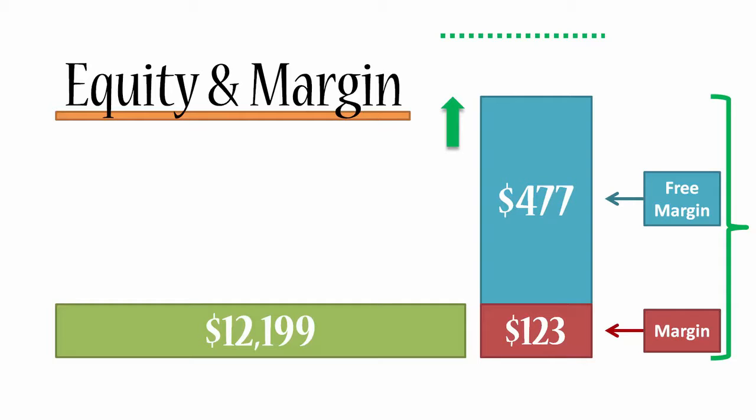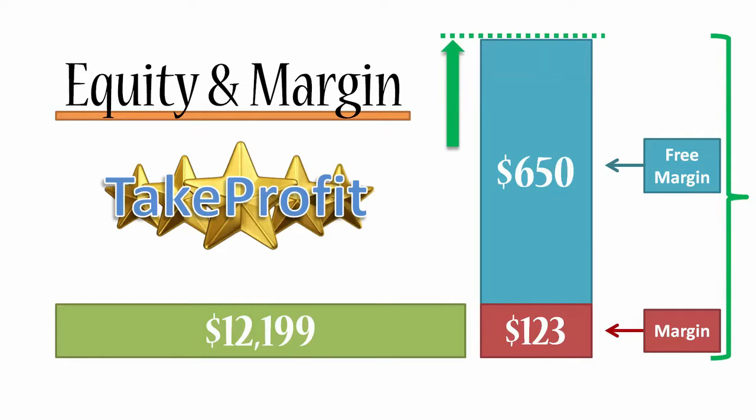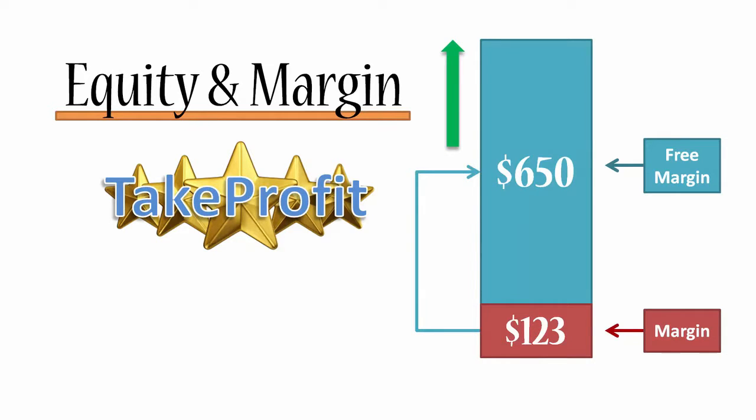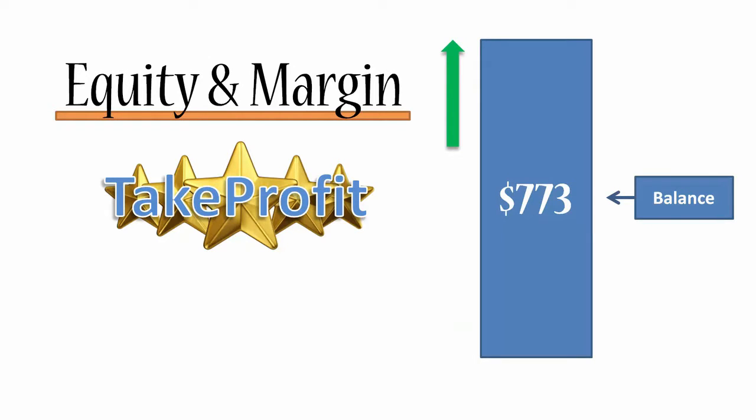So your free margin is increasing, your equity is increasing, and the market keeps moving in your favor, and it hits your take profit. Hooray! Your free margin has increased, your equity has increased. At the same time, you can see that the margin is still the same, still $123, and the amount of money that you borrowed from the broker hasn't changed. It's still $12,199. So what happens next is your position closes. The broker pulls back their amount, so they take back their $12,199, and your margin is released and added back to your account. So it was always on your account, but now it's released and it's no longer a frozen margin. So now your balance is $773.